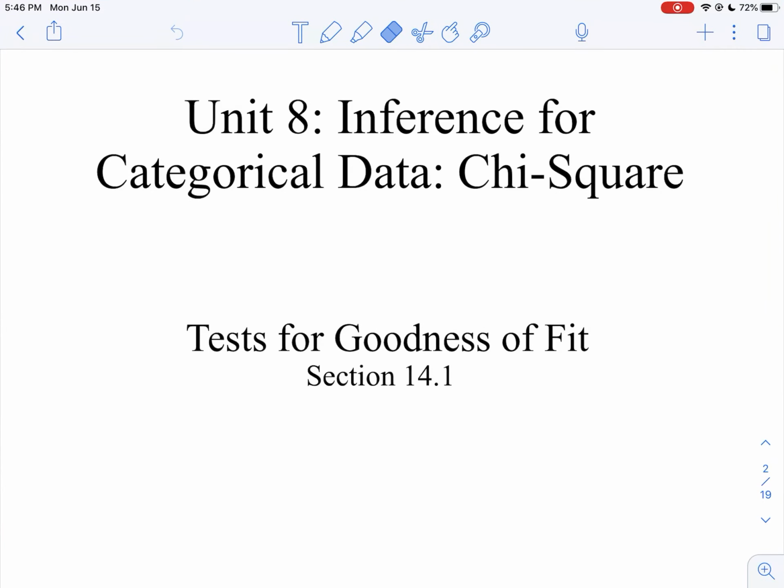Okay, we are talking about a new unit, starting Unit 8, which is all about inference for categorical data, chi-square. So back in Unit 6, we talked about inference for proportions, which came from categorical data as well. And then in Unit 7, we talked about inference for means, which is obviously quantitative data. But in Unit 6, we just compared one proportion to a hypothesized proportion, or we compared two proportions.